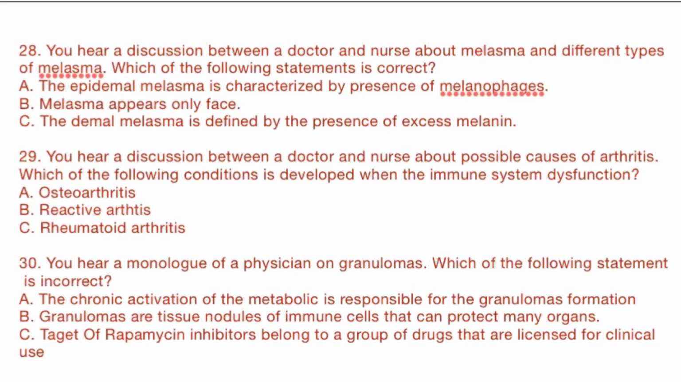The epidermal type is characterized by the presence of excess melanin in the superficial layers of skin. Dermal melasma is defined by the presence of melanophages throughout the dermis. The mixed type includes both the dermal and epidermal type. In the 4th type, excess melanocytes are present in the skin of dark-skinned individuals.